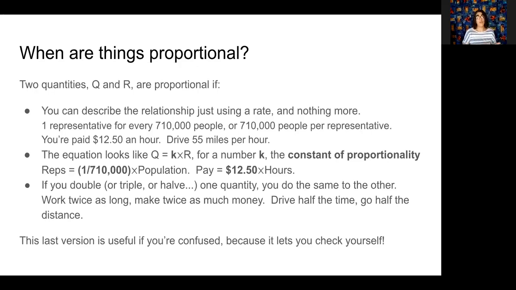Twice as many people, twice as many seats in the House of Representatives. Work twice as long, make twice as much money. Drive for half the time, go half the distance. Those are proportional, but remember, Florida had 3 times the population of Tennessee and did not have 3 times the electoral college votes, so those were not proportional. And this last version can be really useful if you're a little confused. It gives you something very concrete to check.